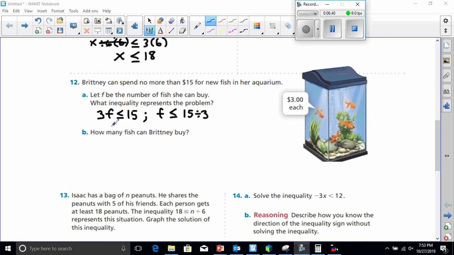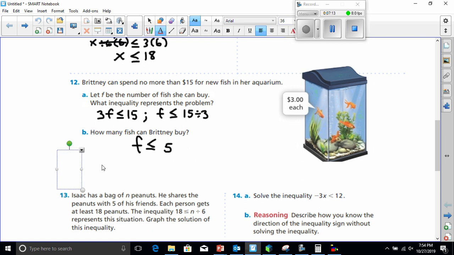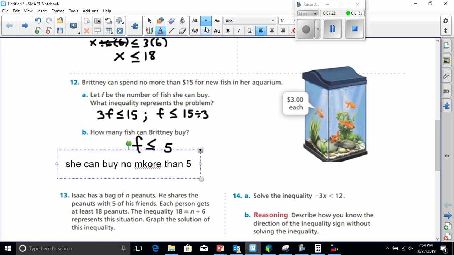And now the next part says, how many fish can Brittany buy? Well, if I solve this, 15 divided by 3 is 5. And I didn't have to flip anything because I didn't divide by a negative number. She can buy no more than 5 fish. So 5 fish or less. So I would type in she can buy no more than 5 fish.